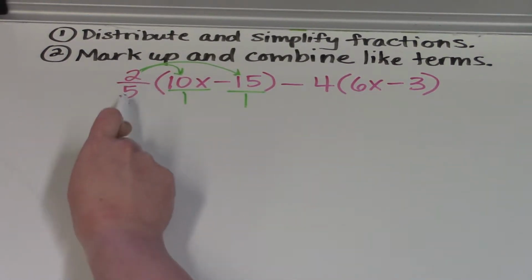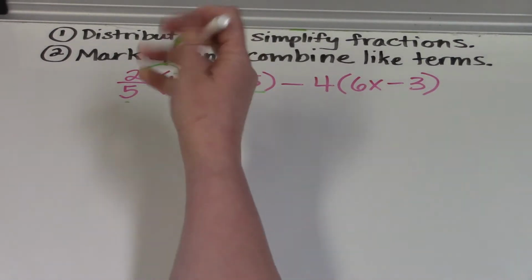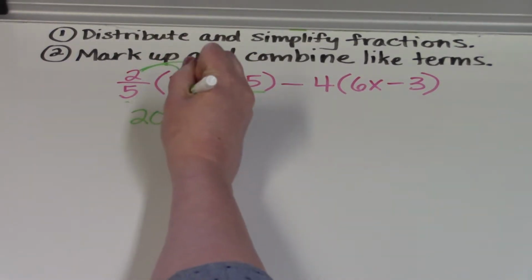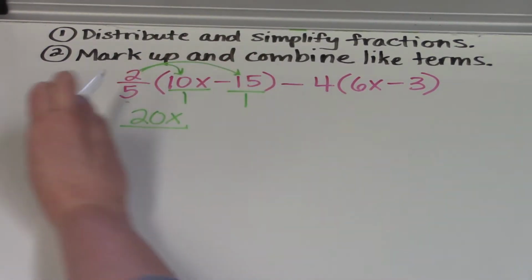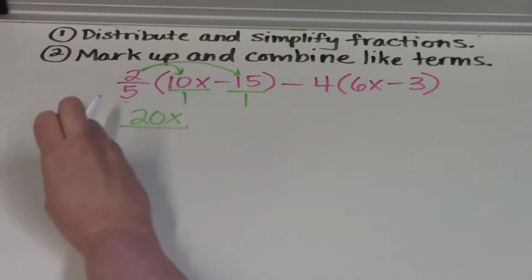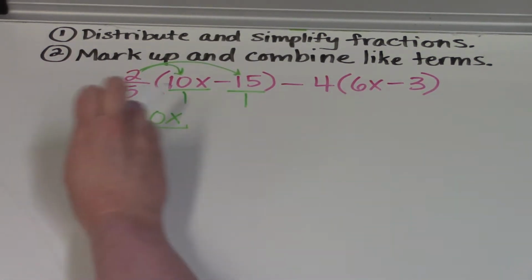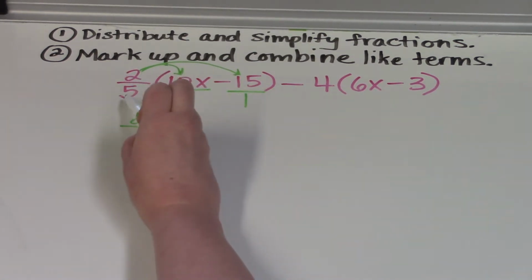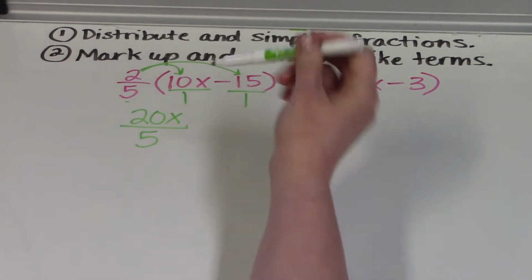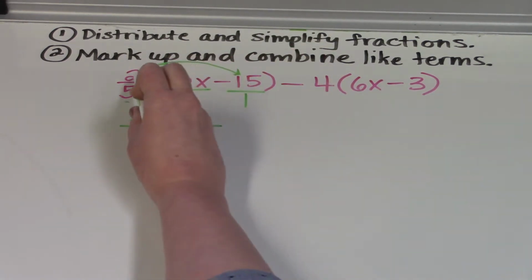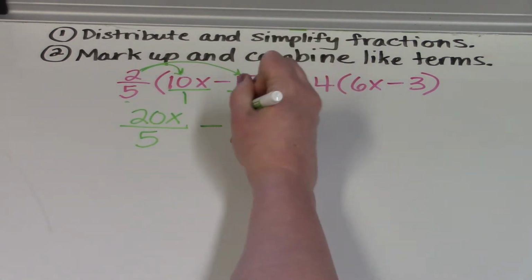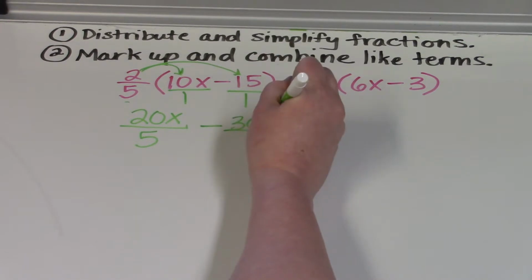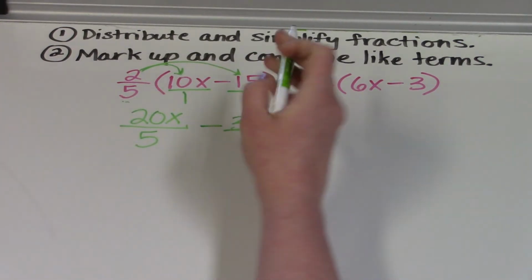So when I multiply 2/5 times 10x, that's going to give me 20x, which I get by multiplying 2 times 10x. And in the denominator, I'm going to multiply 5 times 1 to get 5. When I distribute 2/5 to negative 15, I'm going to get 2 times negative 15, which is negative 30, over 5 times 1, which is 5.